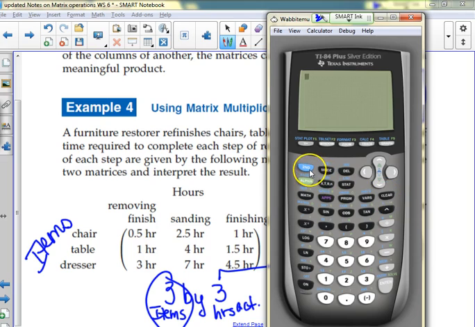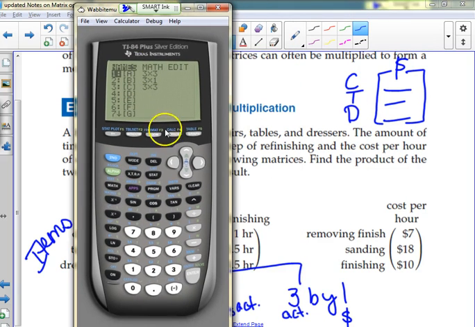All right. We need to now put in another matrix. So how do we get there again? Second, key under math, which says matrix above it. We're going to go edit. This time I'm going to put it in B, or whatever you want to put it in. And what size is this little guy over here? 3 by 1. So hit enter and type a 3. Enter 1, enter 7, enter 18, enter 10. And then quit.